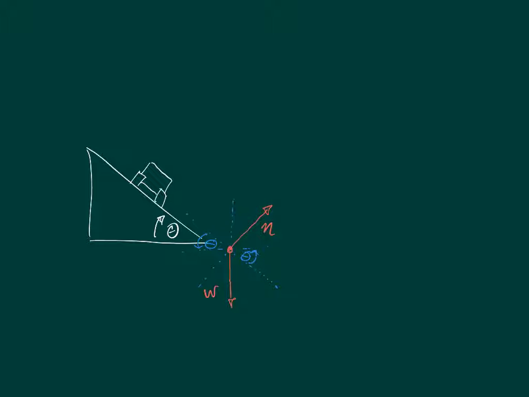When you tilt a surface, your normal force typically will tilt by the same exact amount that your surface is tilted from horizontal. So normal force gets tilted from the vertical the same amount that the surface gets tilted from horizontal.